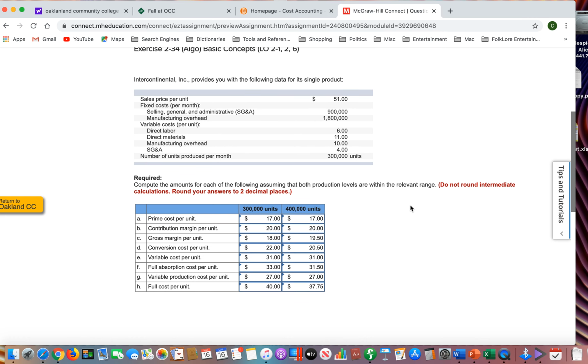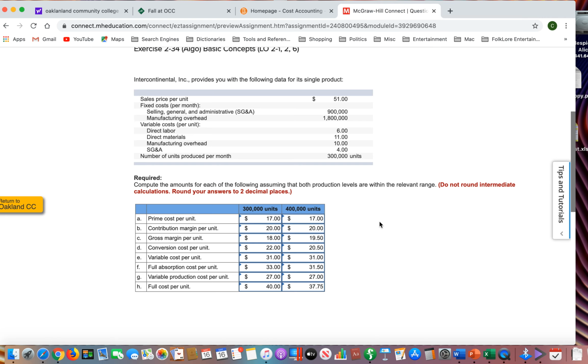Let's go with, what do we do? Oh, full absorption. Don't forget, full absorption is direct labor, direct material, and all the manufacturing overhead. Well, this is at 300,000. This is $6 plus the $10 here of manufacturing overhead is 16, plus the 17 here. 16 and 17 are 33. So full absorption cost per unit is $33.